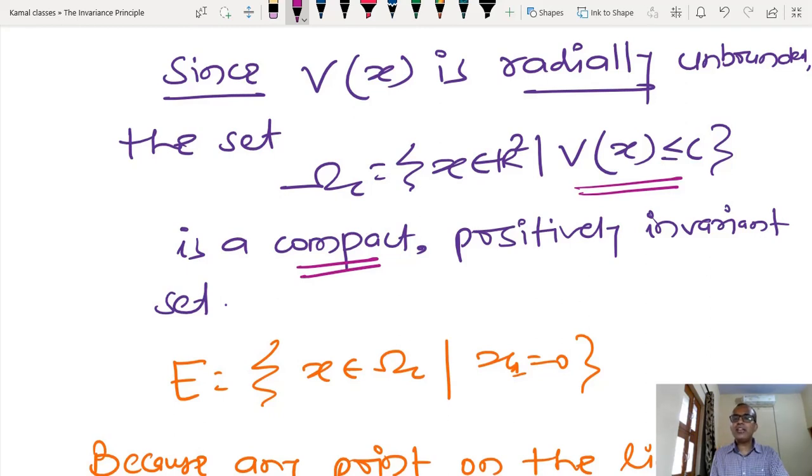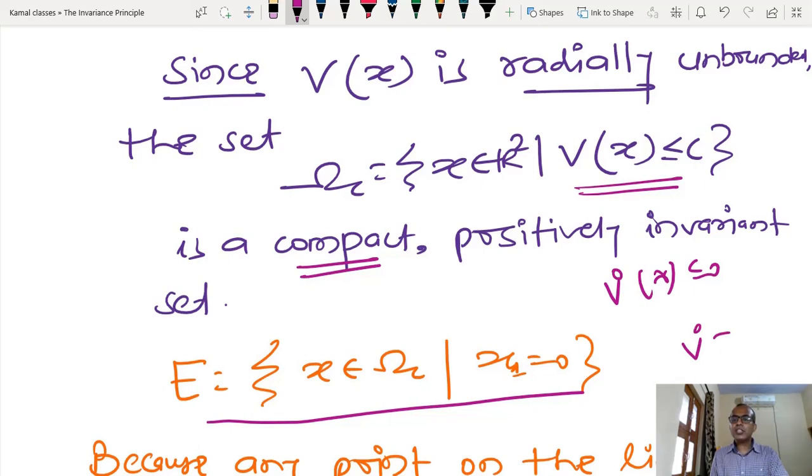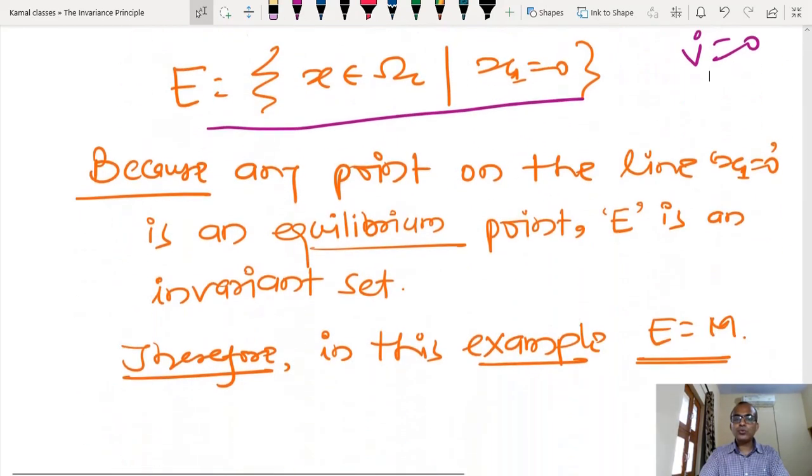Why positively invariant? Because V dot x is less than or equal to c due to the radial unboundedness condition, and V dot x is less than or equal to 0. Due to that reason I am telling that sigma is some kind of compact set. Okay, now I am going to create the invariant set. And how to create the invariant set? Just put V dot equal to 0. So this is my invariant set.